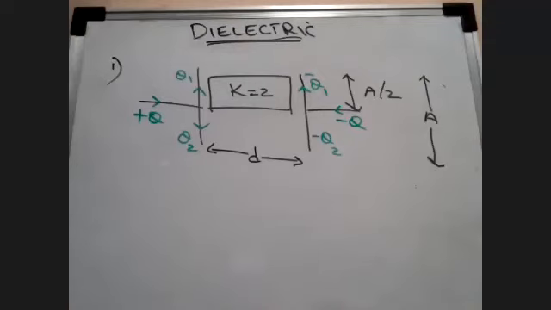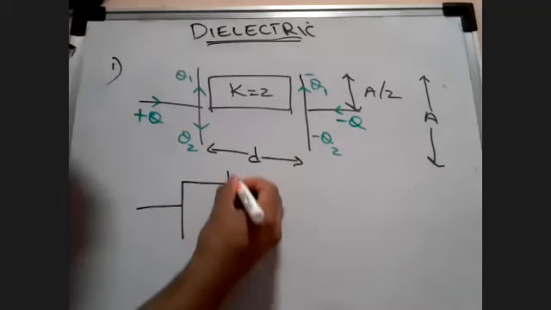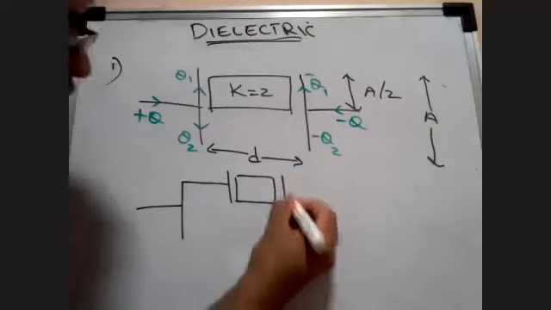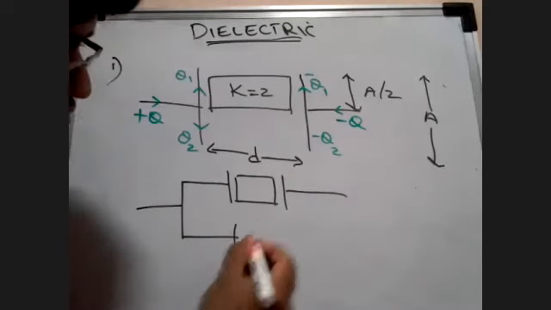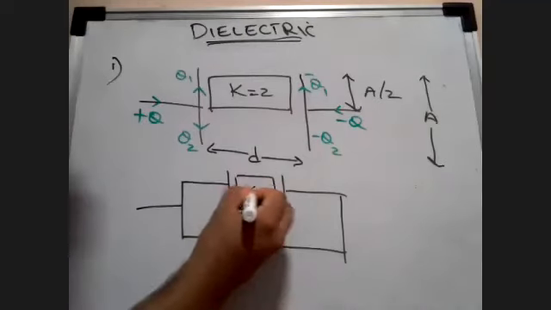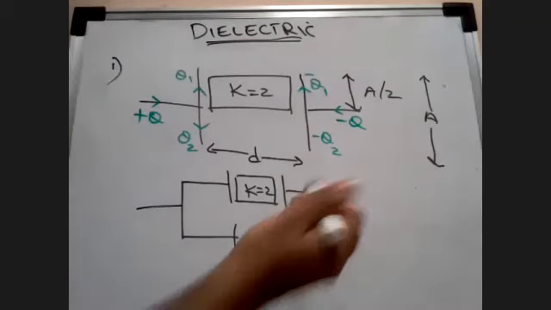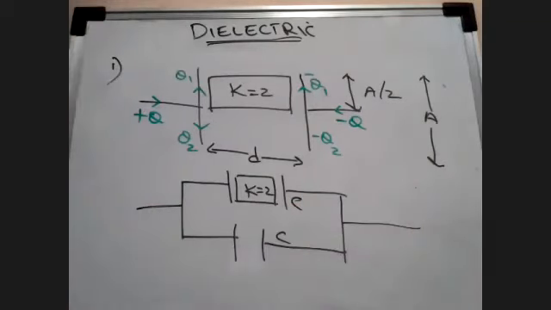It's a parallel connection. So can we redraw this quickly? Can we draw in a parallel combination one capacitor which has a dielectric and another capacitor which is going to be without a dielectric? And of course, K is given as 2. And take the value of the capacitance as C. Tell me what is going to be the equivalent capacitance now. Quickly, everyone.